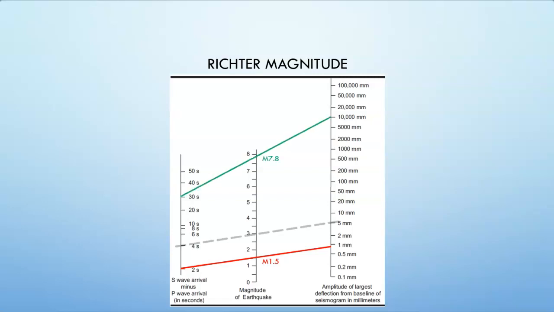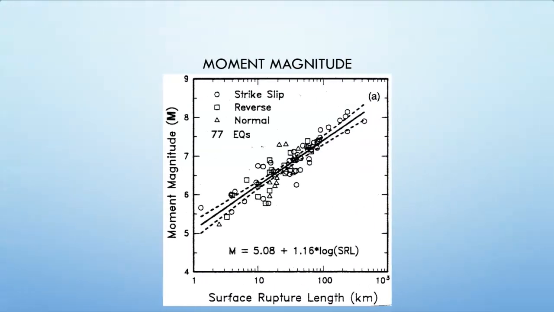Notice in the green example, the amplitude of the largest wave that is measured on the seismogram is supposedly 10,000 millimeters. Well, that converts to 10 meters. There is no seismogram that is that big, so this had to be extrapolated from a normal size seismogram, which is certainly not 1 meter wide, let alone 10 meters wide. Remember when I said that the Richter scale is not very accurate when it comes to magnitudes greater than 6 or smaller than around 2? This is why.